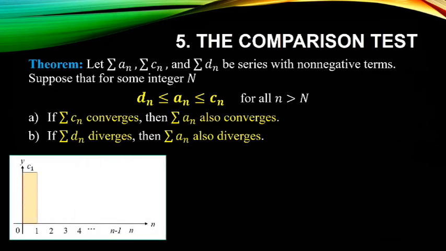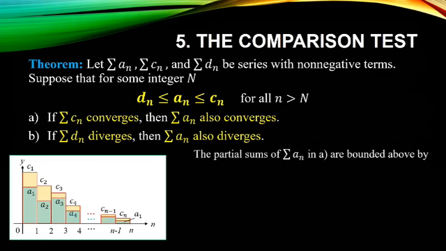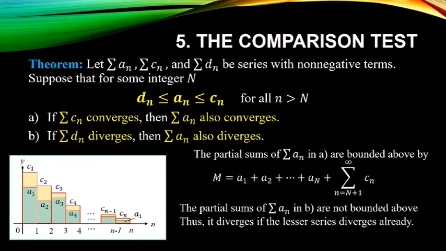For illustration, we have c sub n convergent, approaching 0. Therefore, our a sub n is also bounded, going to 0. So the partial sums of a sub n are bounded above by capital M, which is the sum of c sub n. And in B, the partial sums of a sub n are not bounded above because the smaller summation of d sub n would be unbounded already. Thus, it diverges if the lesser series diverges already.